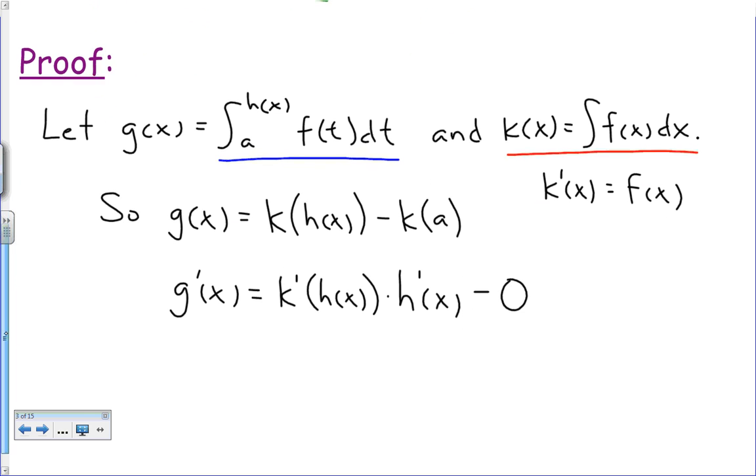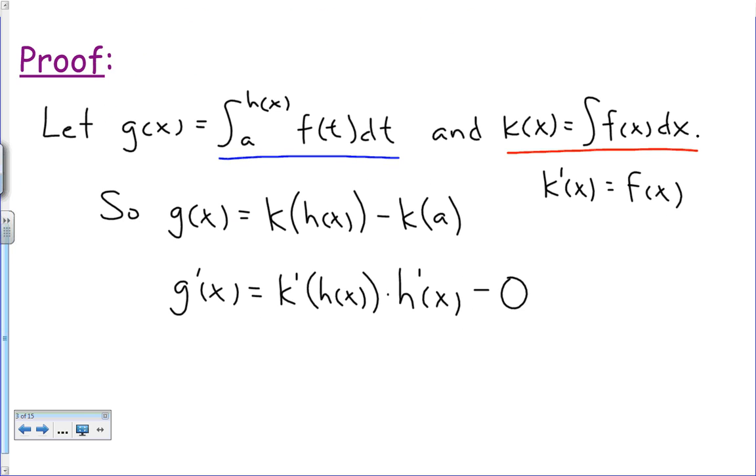So we can replace k prime of x here with f of x. So let's do that in this last step. k prime gets replaced with f of h of x times h prime of x, and we'll leave the 0 off, and there we go. There's exactly what we wanted to prove.